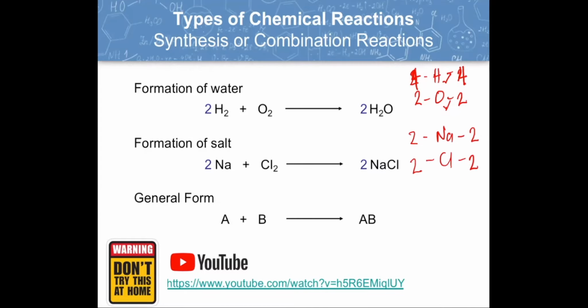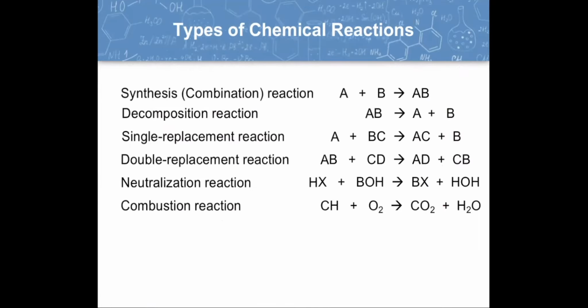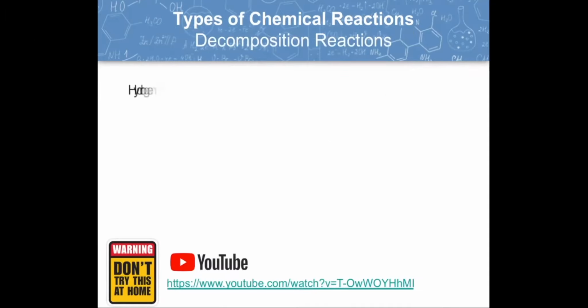The next type of reaction would be the decomposition reaction. So in decomposition reaction, it is the actual opposite of combination reaction. In decomposition, there is a single reactant forming 2 or more products. Let's have the decomposition of hydrogen peroxide. So you have H2O2 will form H2O and oxygen.